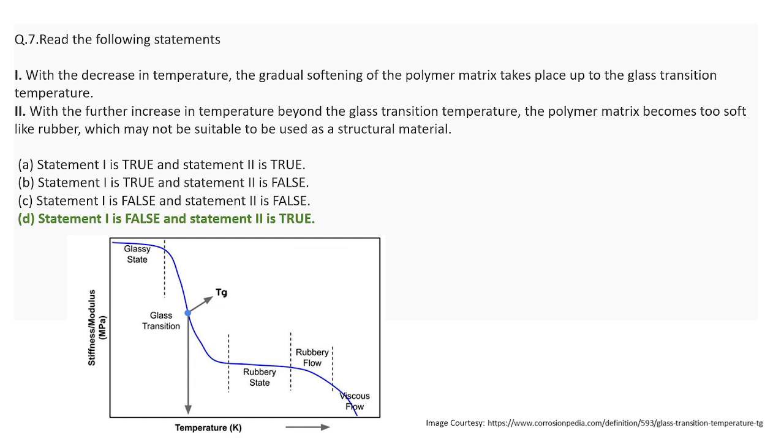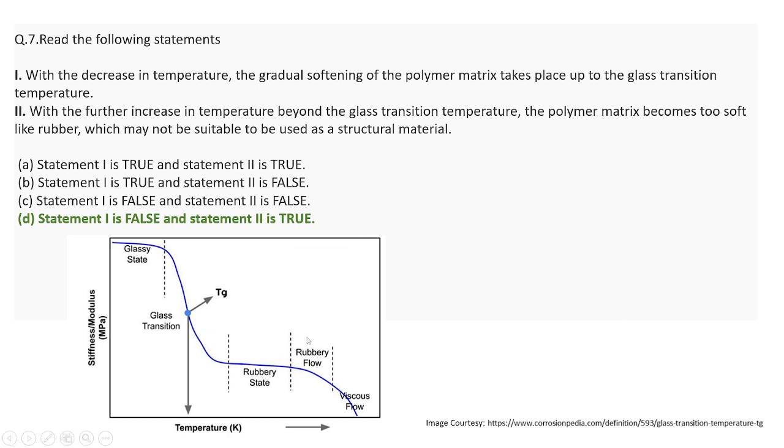Now the next question, they said that we have to read the following statements. The first statement says that with the decrease in temperature, the gradual softening of the polymer matrix takes place up to glass transition temperature. And the second statement says, with the further increase in temperature beyond the glass transition temperature, the polymer matrix becomes too soft like rubber, which may not be suitable to use as a structural material.